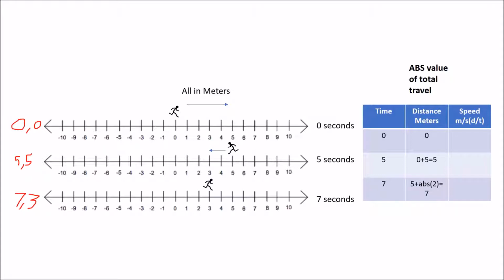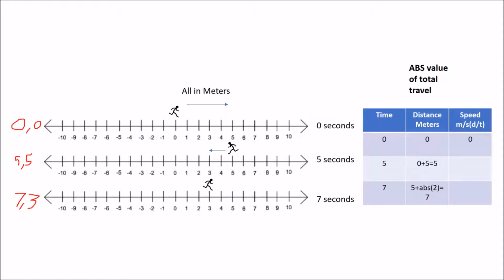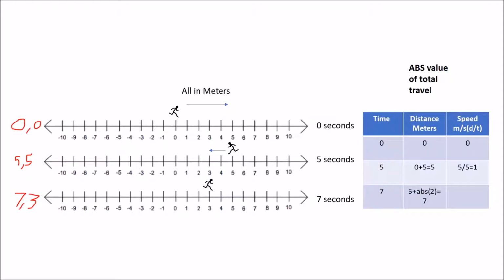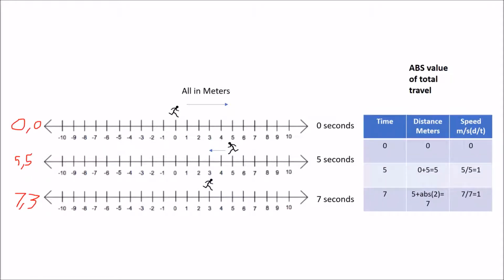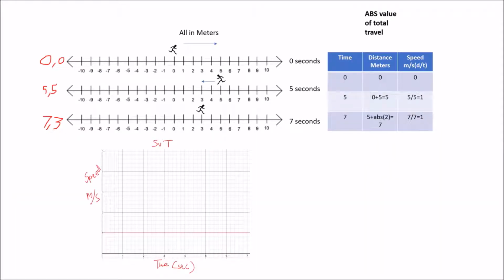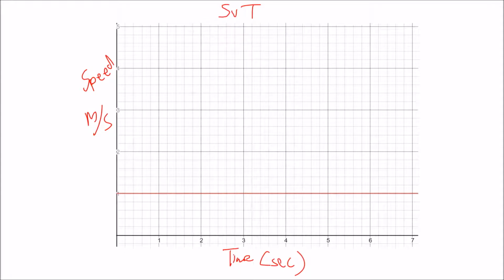And this speed is change in distance divided by time. So let's just do it overall. This will be average speed. So 0 divided by 0 is 0, 5 divided by 5 is 1, and 7 divided by 7 is 1. And now its graph is even simpler, just a straight line. Its speed is constant, so that's why it's a straight line against 1. Let's blow it up so you can get a better look at it.